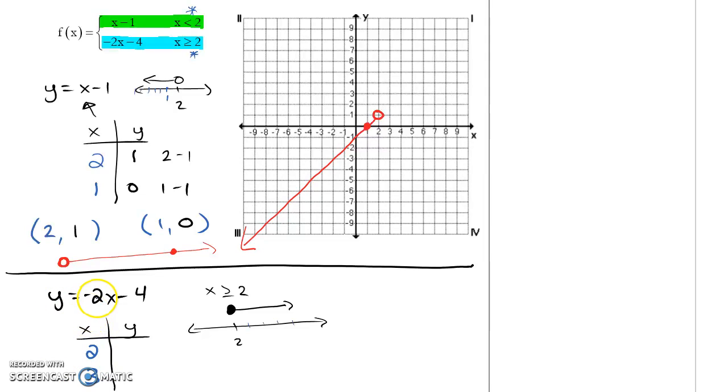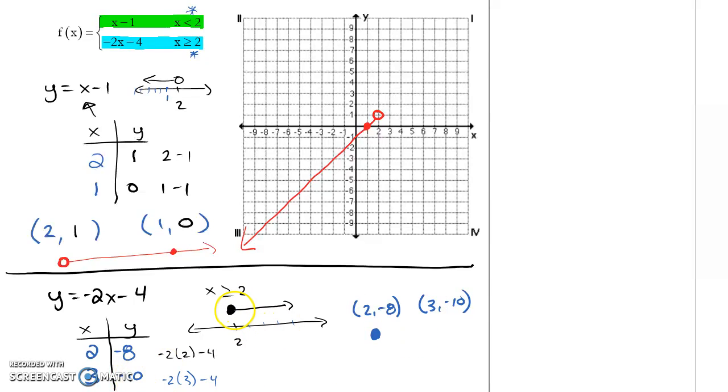Go ahead and solve. If I substitute 2 in here, I get negative 2 times 2 minus 4. That's negative 4 minus 4. I get negative 8. When I substitute 3 in, I get negative 2 times 3 minus 4. I get negative 10. So I'm going to graph the ordered pairs (2, -8). And that's going to be, since the 2 on my number line would be a closed circle, this is a closed circle. (3, -10).